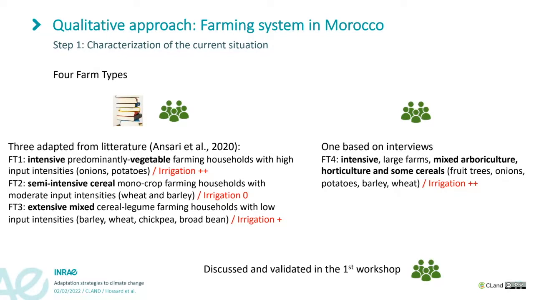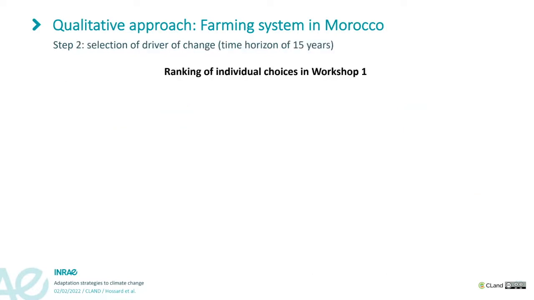These types, we did it before the first workshop, but it was of course discussed in this workshop and validated by the participants. Then what we wanted to set up was the type of drivers, what would impact the future. So we used the time horizon of 15 years, which is long enough to set up changes, but also to consider that not everything will have changed by then. And we asked the stakeholders to rank individually for each farm type what would be the driver. And then we used these votes to propose one main driver of change.